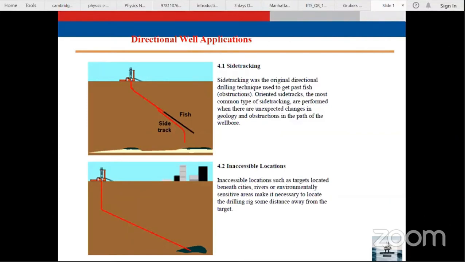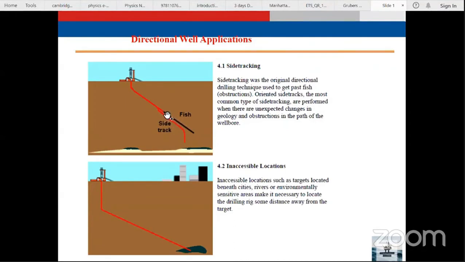It takes a lot of effort to do directional drilling. Why do we do directional drilling? The first application is called side tracking. As in this picture, we drill vertically, and then there is a fish or some obstruction, some materials fail in the hole, like the drill pipe or any failure of the drill pipe or drill string in the hole, and I cannot get it out from the hole.